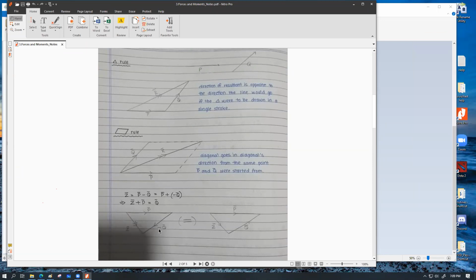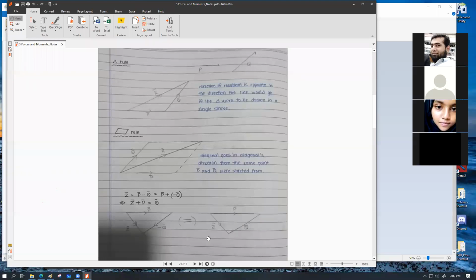This triangle has the exact same meaning as this triangle. I don't want to describe it first, but I want everyone to have a look and see what is changed over here.